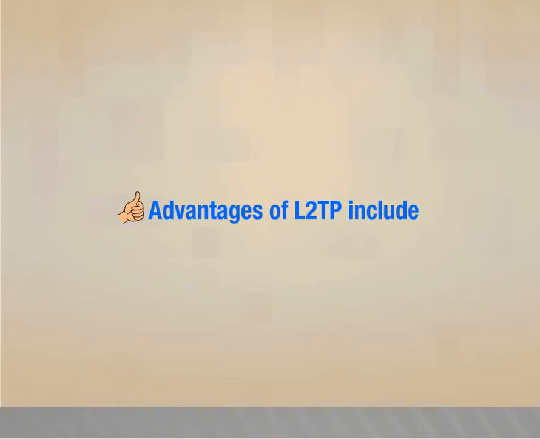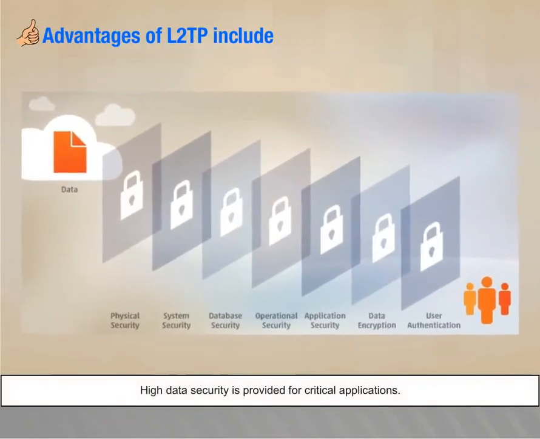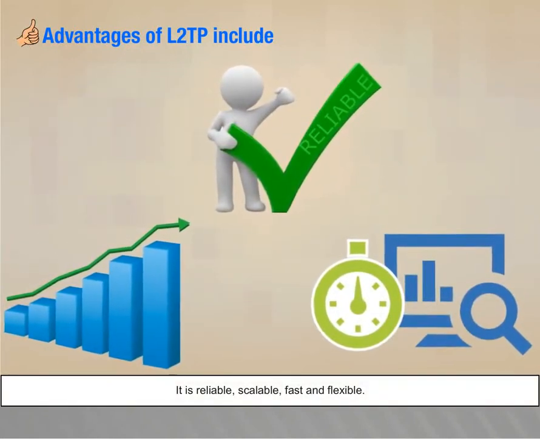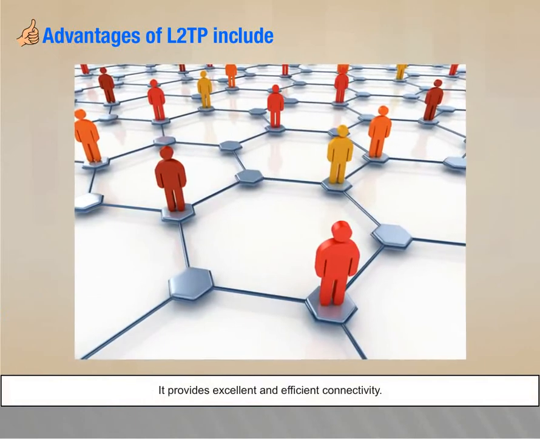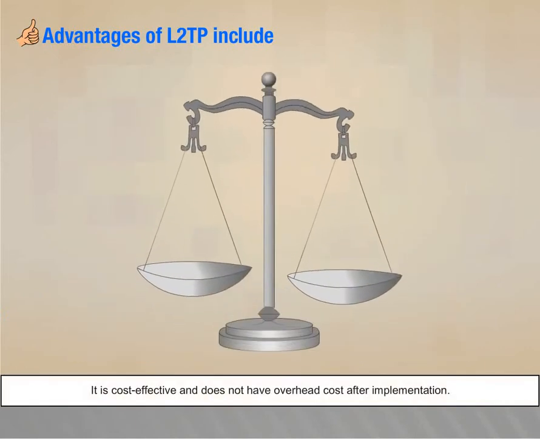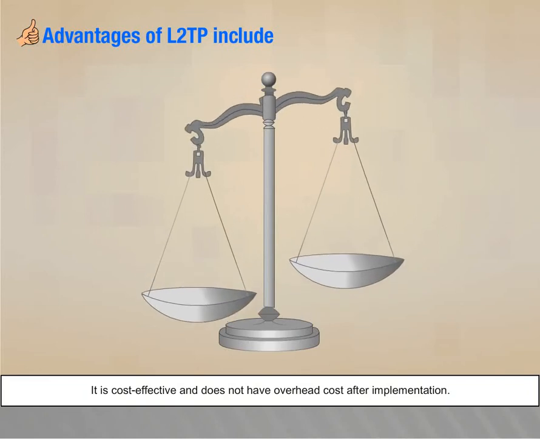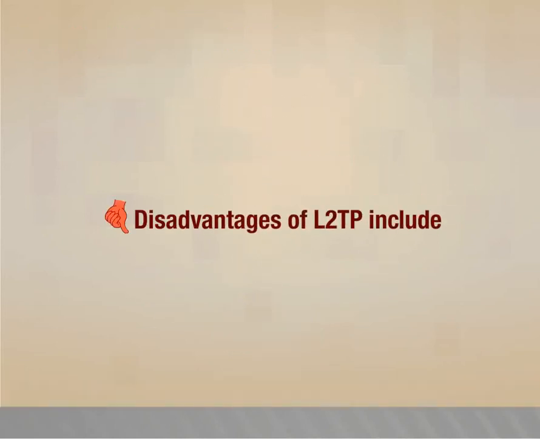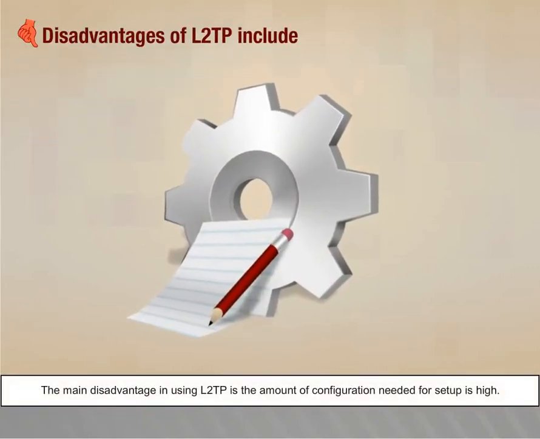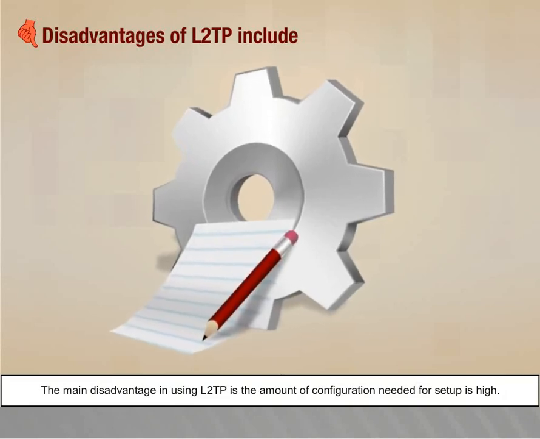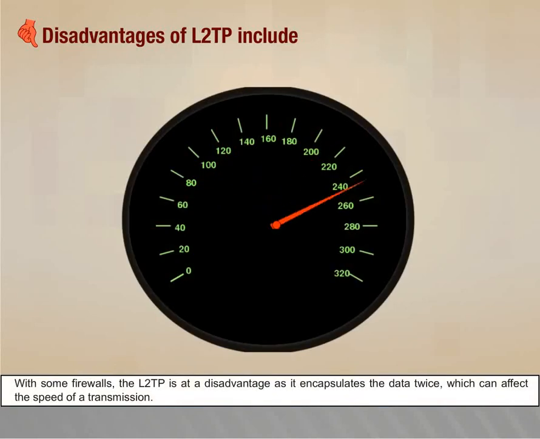Advantages of L2TP include: high data security is provided for critical applications. It is reliable, scalable, fast, and flexible. It provides excellent and efficient connectivity. It is cost-effective and does not have overhead cost after implementation. Disadvantages of L2TP include: the main disadvantage in using L2TP is the amount of configuration needed for setup is high. With some firewalls, the L2TP is at a disadvantage as it encapsulates the data twice, which can affect the speed of a transmission.